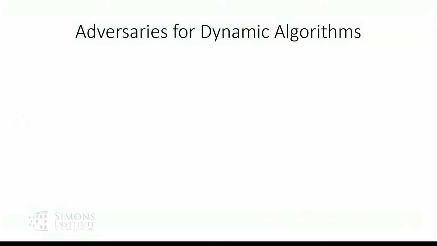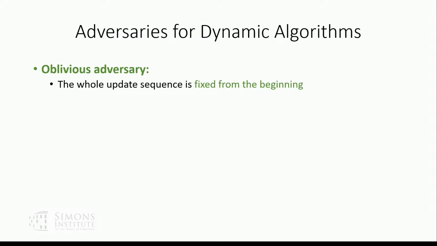So first of all, in this talk there will be two types of adversary that we consider. One is oblivious adversary. First of all, an adversary is just a guy who generates updates to our data structure. And oblivious adversary is such that it will fix the whole update sequence from the beginning and reveal the update sequence to the data structure one by one. So everything is fixed from the beginning. That's why it's called oblivious. It doesn't depend on what the data structure returns.